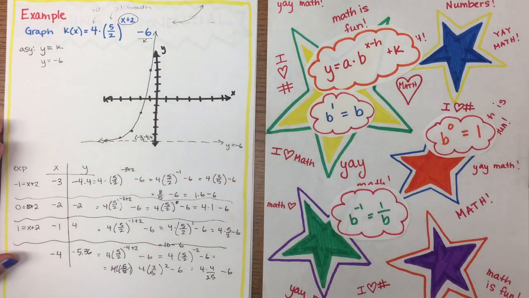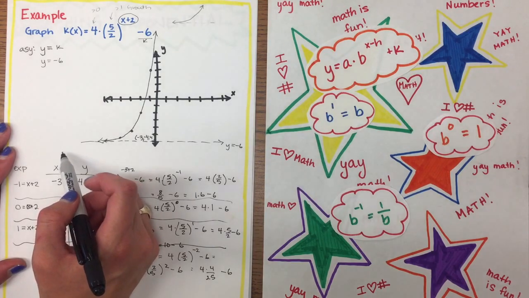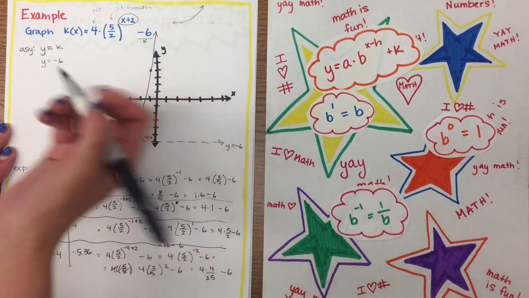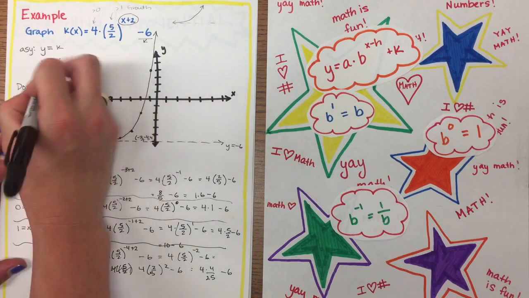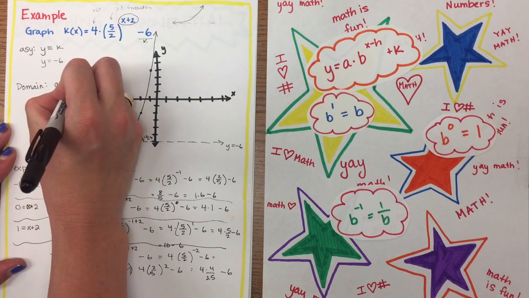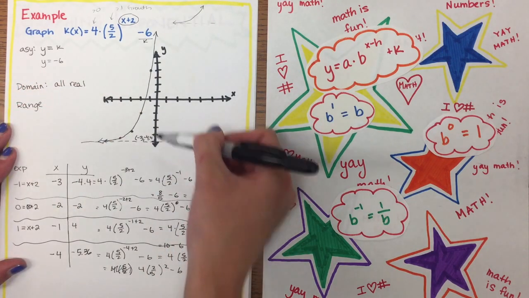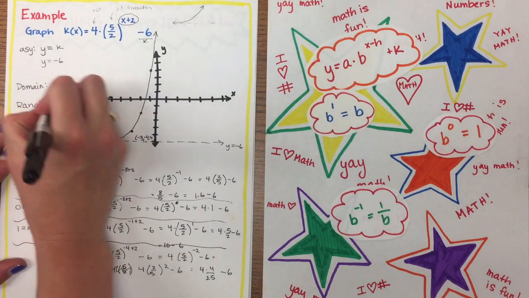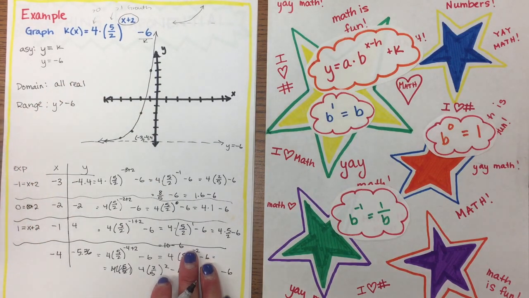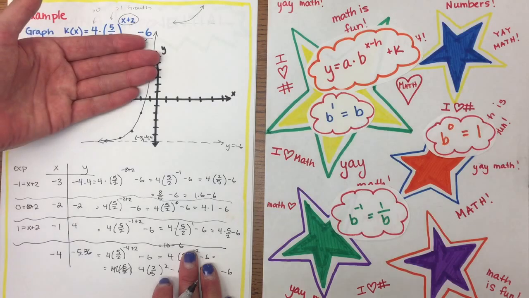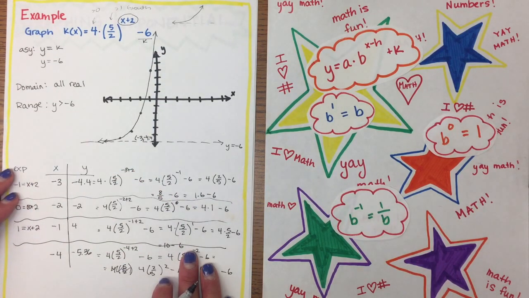When I look at my graph, I can see that this line will approach this asymptote but never reach it, and all of my values are above it. The domain for all exponential functions is all real numbers. And the range, because my graph is all above this, will be y is greater than negative 6. If a had been a negative number and this graph had been flipped over down here, my range would have been y is less than negative 6.